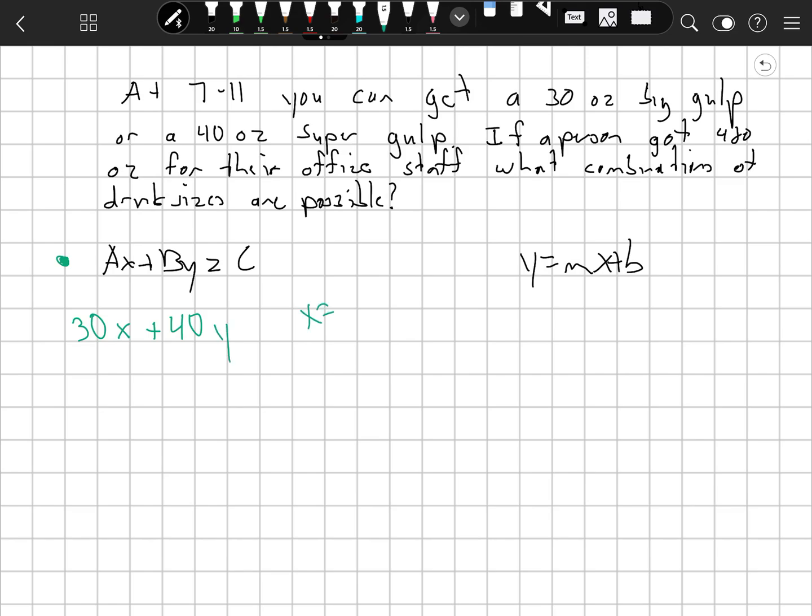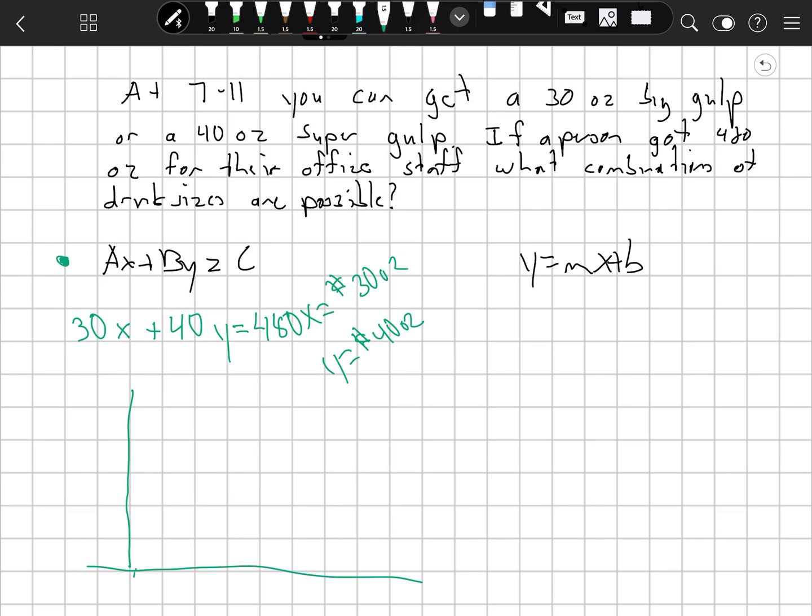So x equals the number of 30-ounce drinks. Y equals the number of 40-ounce drinks. Equals, so all of the 30-ounce drinks plus all the 40-ounce drinks add up to 480 ounces, just like that. So in this case, it was easier to write in standard form. Kind of nice. Let's see if we can graph it from standard form.